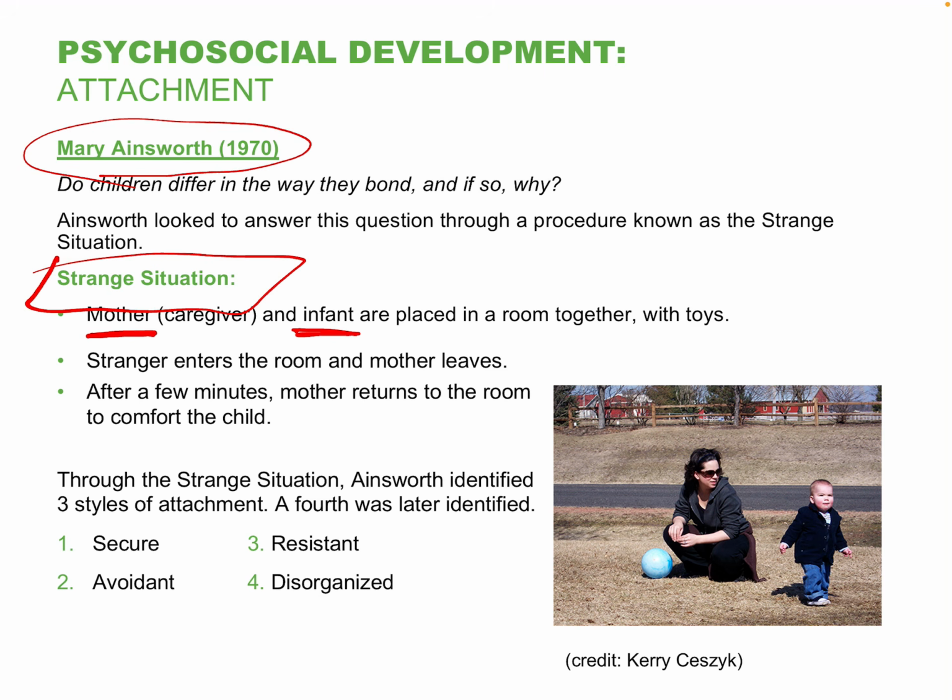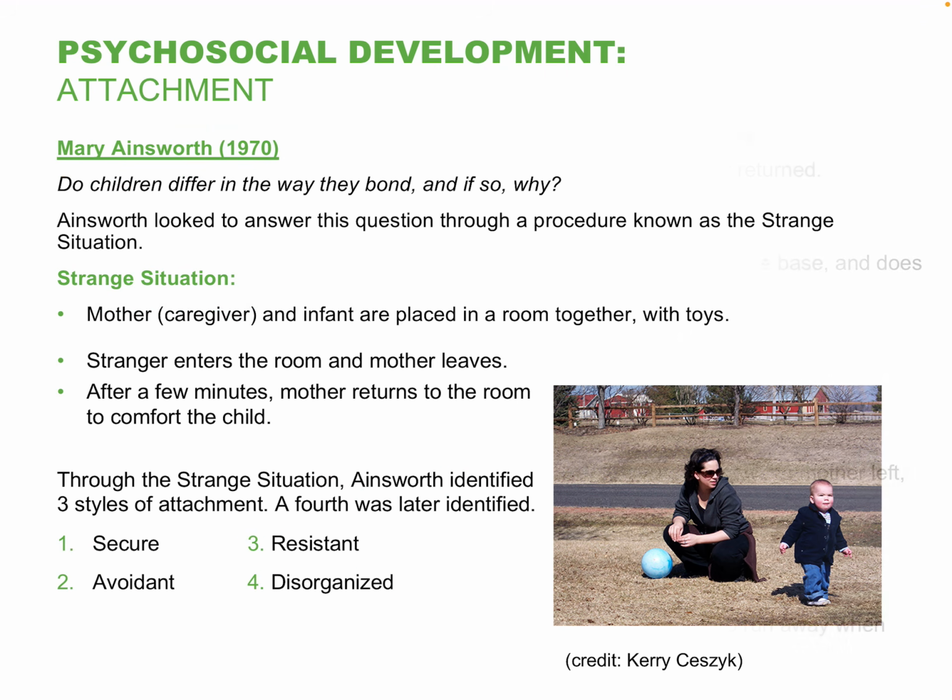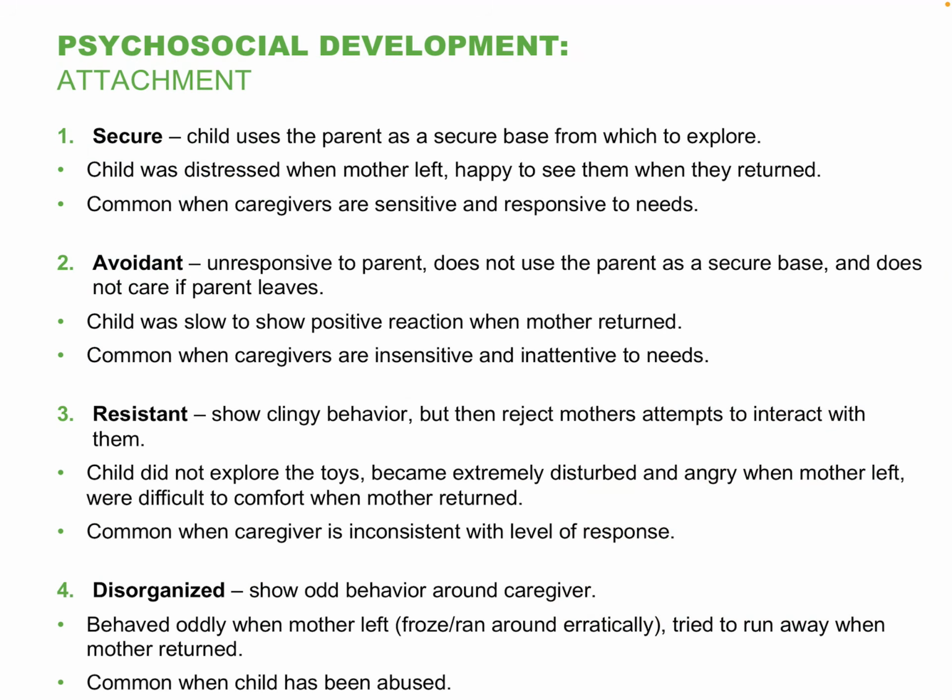So through these different patterns, based on this scenario I described, Mary Ainsworth came up with, based on the patterns of what she saw, 4 types of attachment. Okay? First, there were 3 styles, and then they added a 4th later. So this is secure, avoidant, resistant, and disorganized. Okay? So a secure attachment obviously is the one you want to try to achieve.